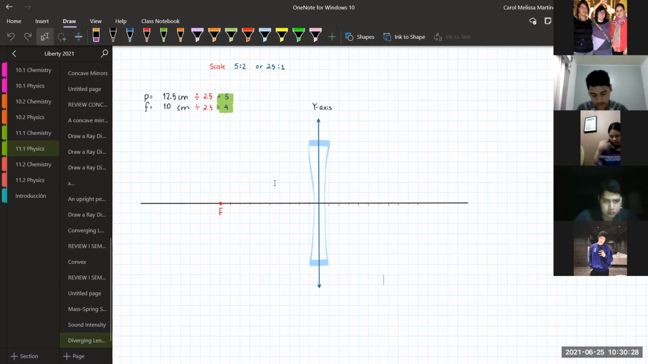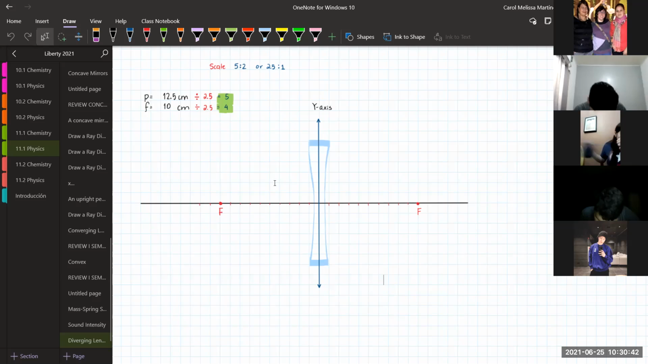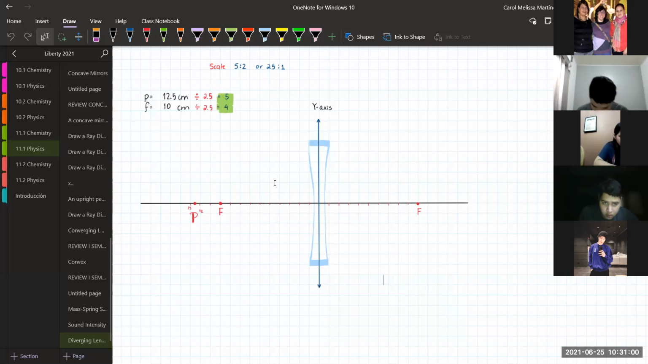And the focal point is located at both sides of the mirror. Now, my object is placed at 12.5, which means that it's going to be here. Okay, that's where my object is going to be. Now, as you can see, it's between 12 and 13.